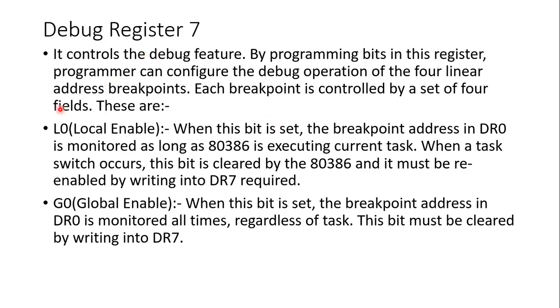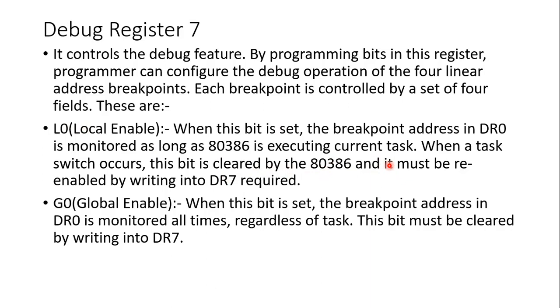The L0 bit is cleared, which means it is reset to 0 by the microprocessor. Once it is cleared by the microprocessor, it must be re-enabled again by writing its position back into the DR7 register, because L0 is the local enable's position in the DR7 register. So whenever this bit is cleared, it should be re-enabled by writing in the DR7 register.